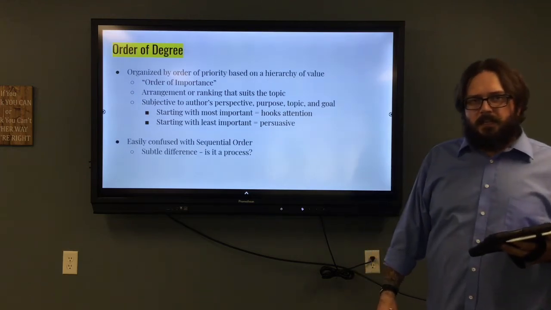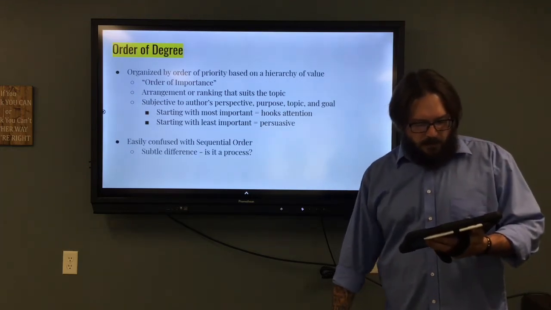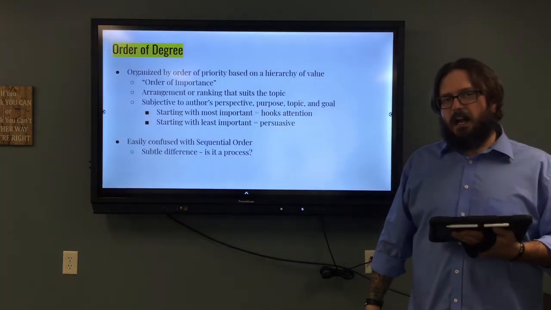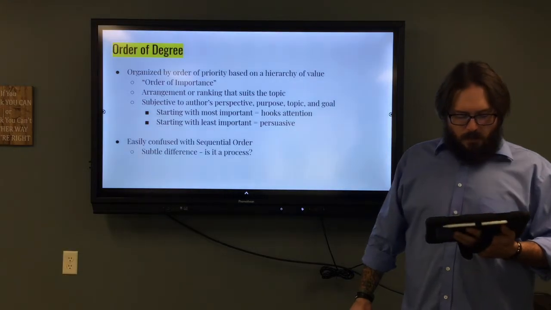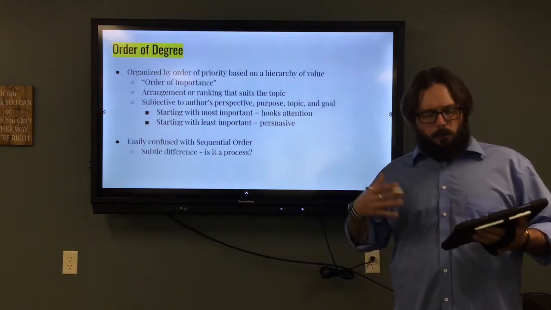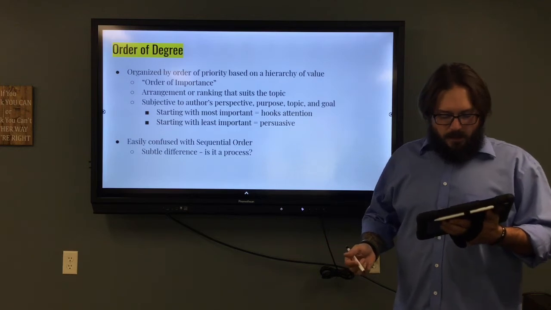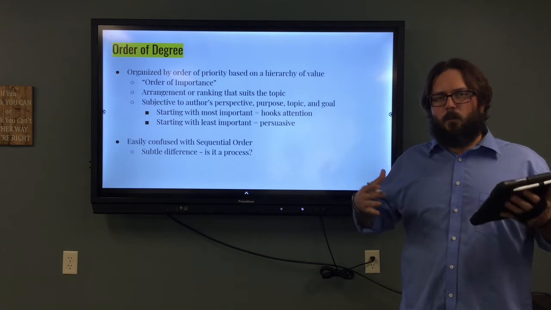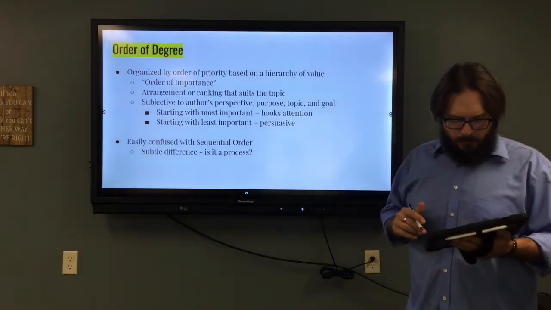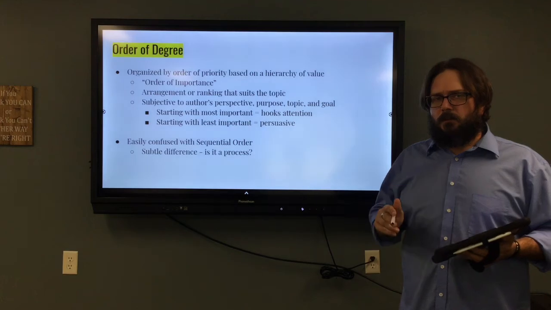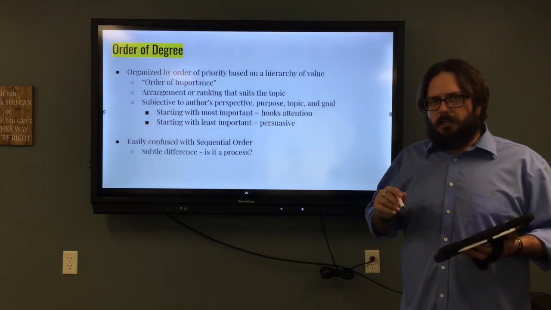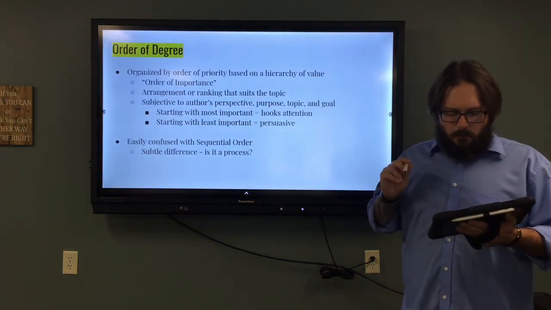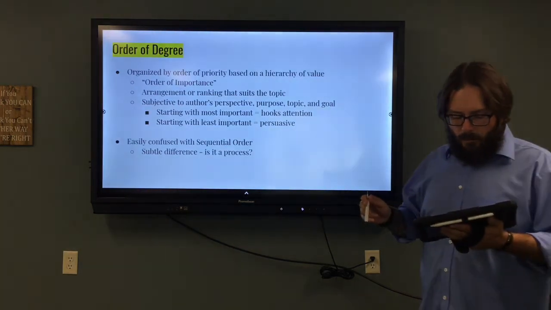Items that are put in a sequence by degree means that they are organized by order of priority based on a hierarchy of value. As I said earlier, it could be referred to as order of importance. Typically, they are going to be arranged or ranked in a way that actually suits the topic. One thing to remember with order of degree is mostly it is going to be subjective to the author's perspective, purpose, topic, and goal.